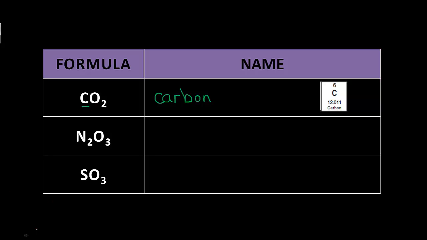Second here, O, that is oxygen. Now if we notice here, there are 2 oxygens. Our prefix for 2 is di, and then we do oxygen, but we change the ending to IDE, so it would be oxide. So CO2 is the same thing as carbon dioxide.